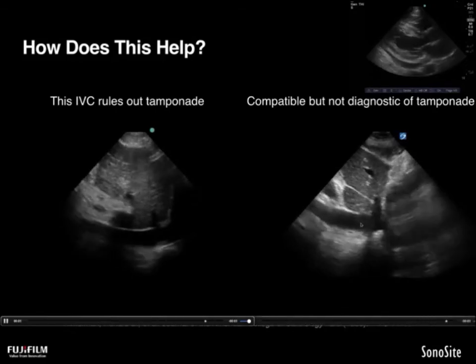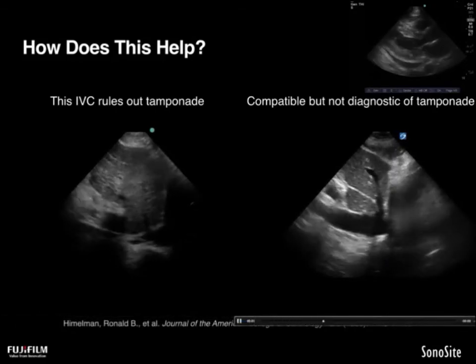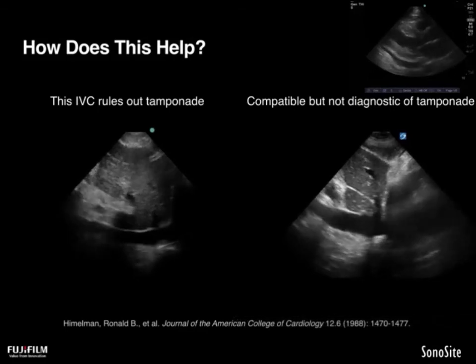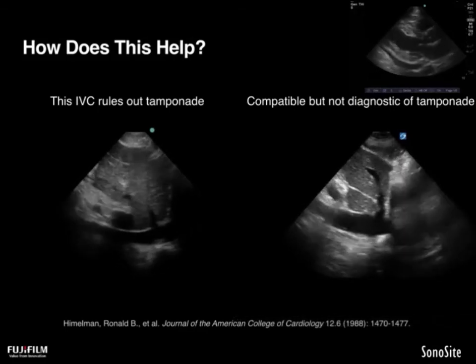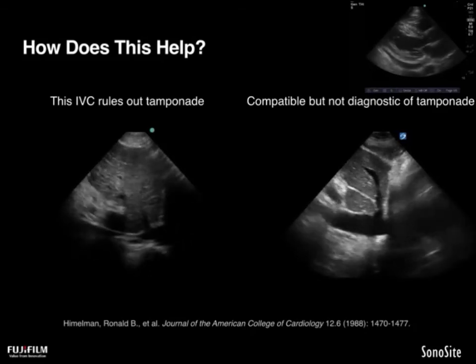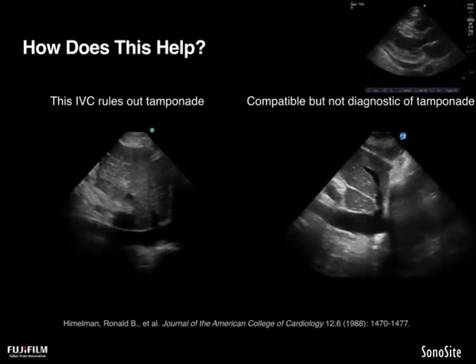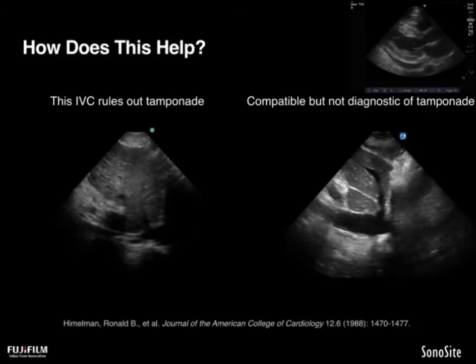The dilated IVC, if you're still worried, then it's fair to say the patient meets physiologic consideration for the diagnosis, and if you're clinically concerned, it's totally fair to escalate this to your pericardial effusion experts, typically the cardiologists.